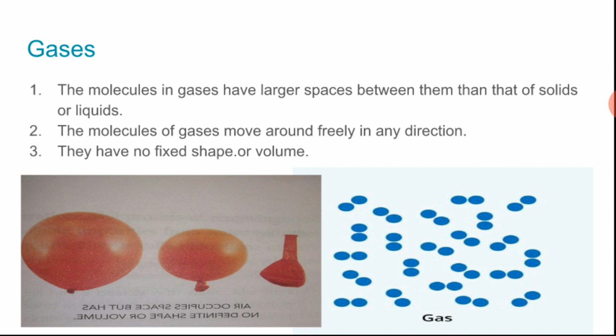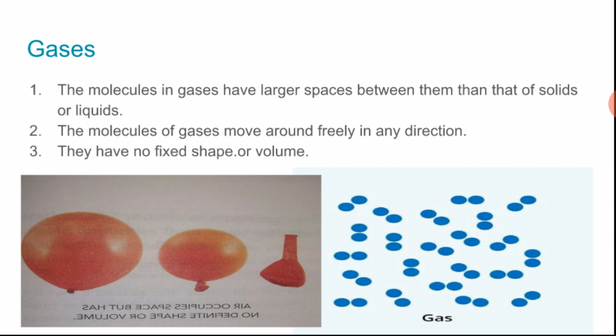The molecules in gases have larger space between them than those of solids or liquids. You have studied molecules in your last class, that a molecule is the smallest unit. You have learned that solids are tightly packed, that molecules are closely packed in solids. Compared to that, liquids are loose and gases have larger space. The molecules of gases move around freely in any direction because of the large space between the molecules.